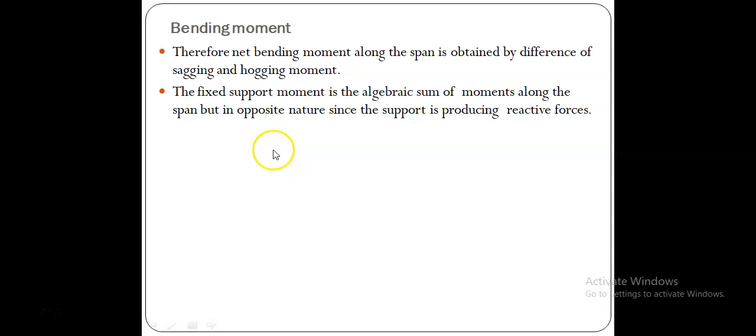Like that, if a fixed support is at the left support, then the span moments due to these downward forces are all clockwise, and therefore the reactive moment at this fixed support is anti-clockwise in nature, which is equal to all the span moments. So like that we can find the fixed support moment in the case of a cantilever beam.